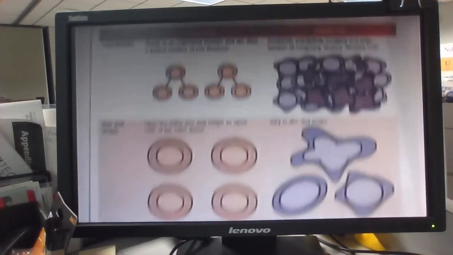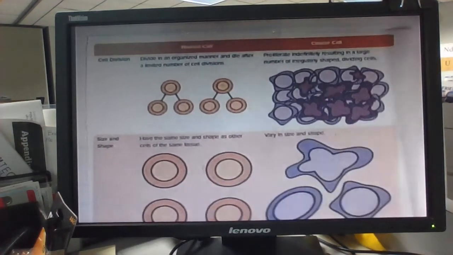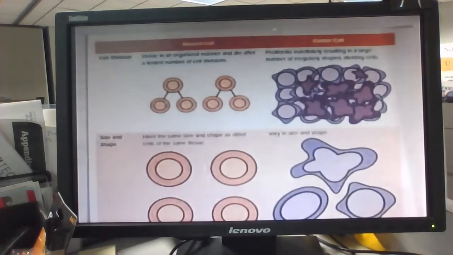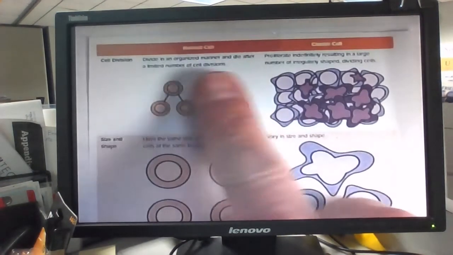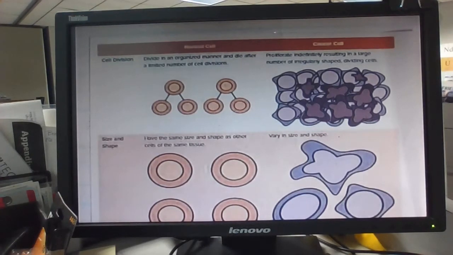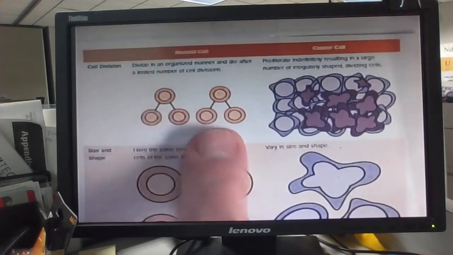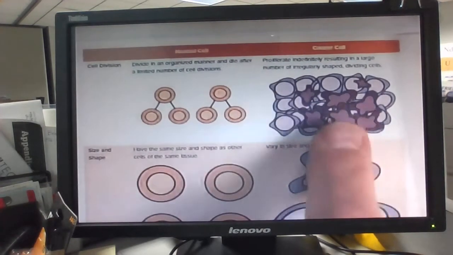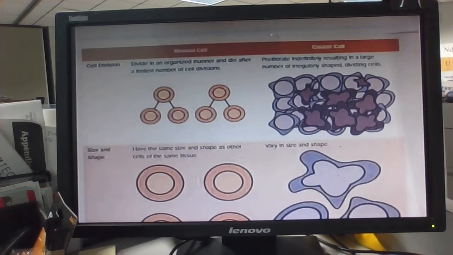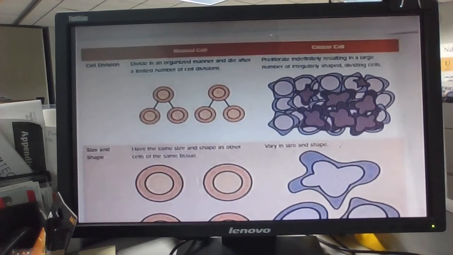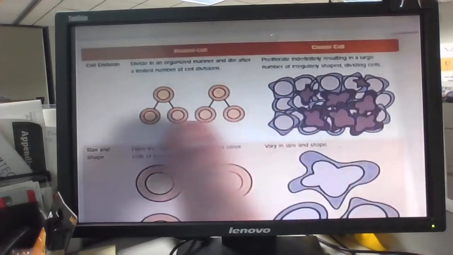This gives you an idea of things that you can expect when the cell cycle goes wrong. We expect cell division to occur at a normal rate, not get out of control. It's going to be an organized manner. The cells are going to be organized. And so when cell division goes out of whack, usually they're increasing the number of cells that we have. These guys aren't the right shape.